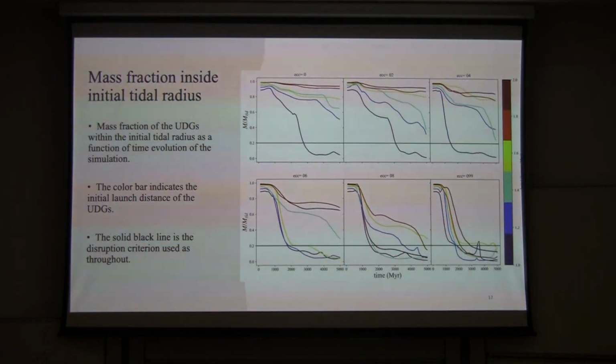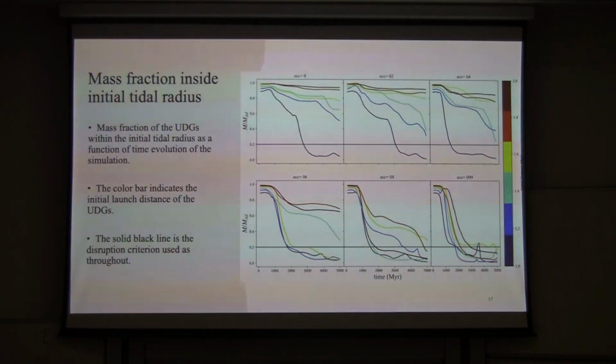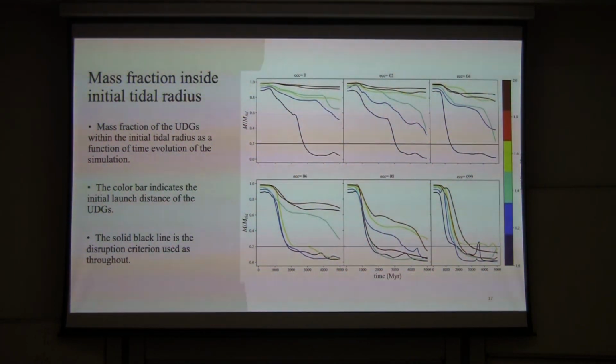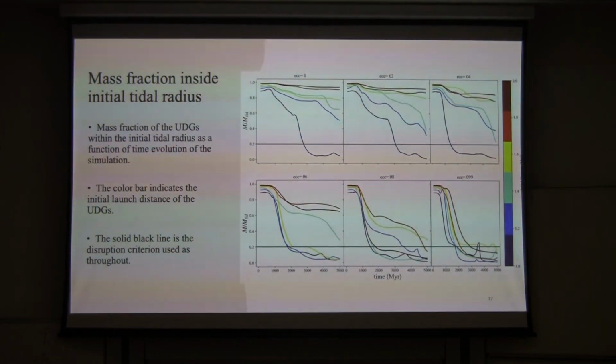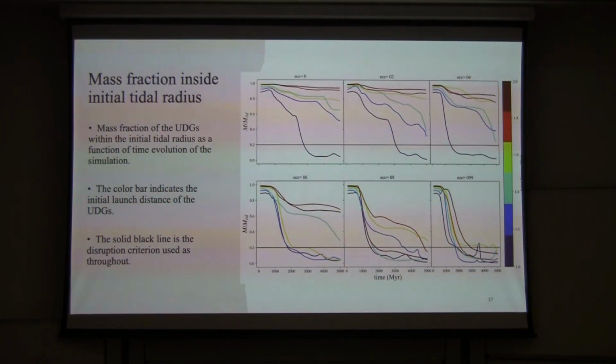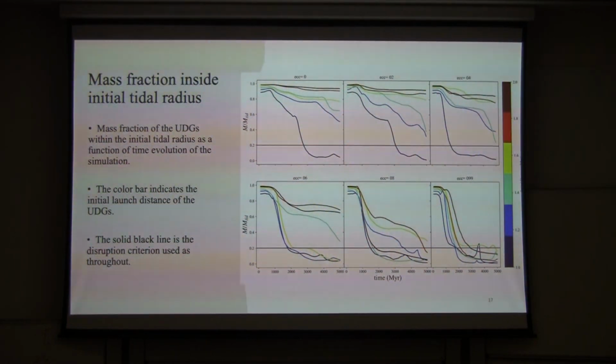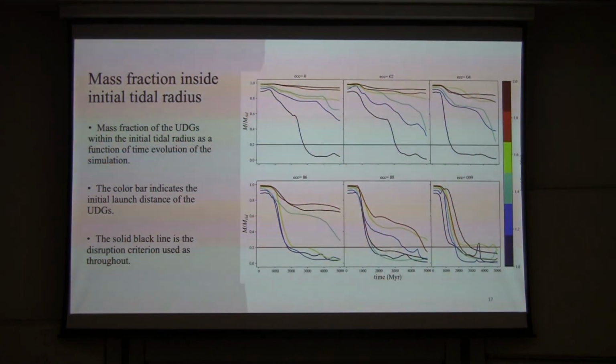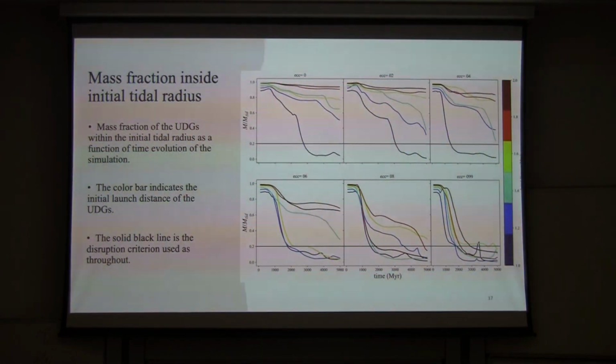What I am plotting here is the mass fraction at each snapshot divided by the mass inside the initial tidal radii. So I use the tidal radii at the initial distances, and at each snapshot we calculate the mass inside this tidal radius. We plot them as a function of time for the simulations.